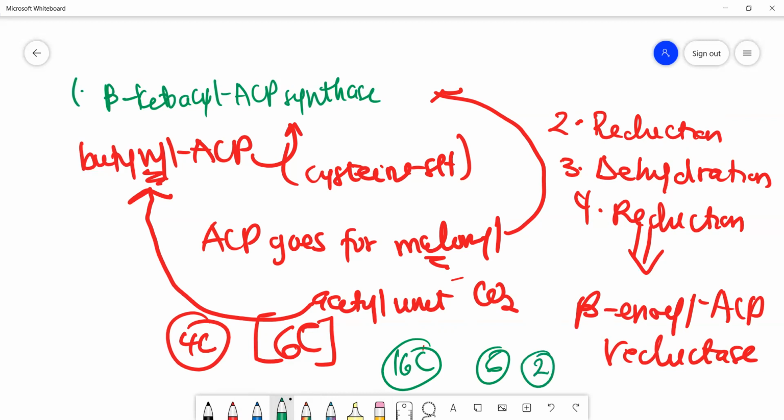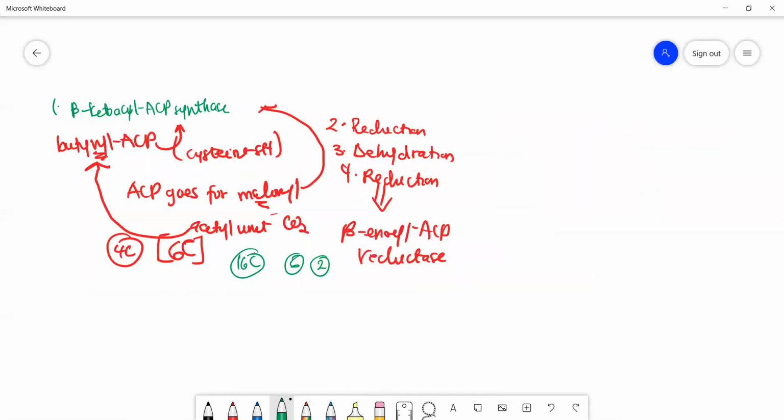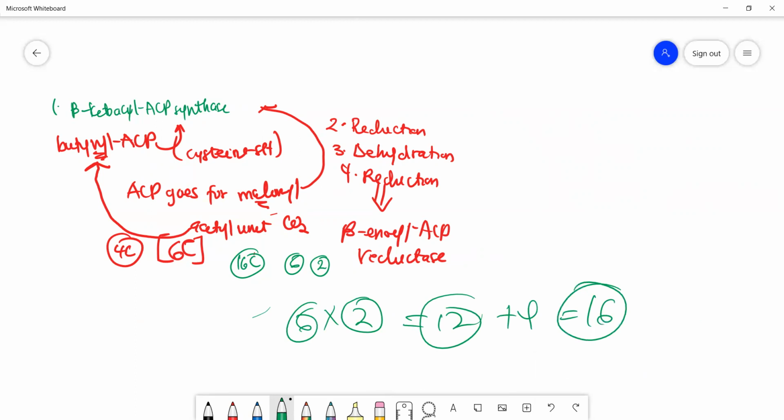So from the formation of butyryl ACP, you will do 6 rounds of adding 2 acetyl units. 6 times 2 is 12, which you add to the 4 to give you 16. So you go through that reaction 6 times, and you end up over here again. At that point, we have palmitate. At this juncture, we are done. We have formed the 16-carbon fatty acid.